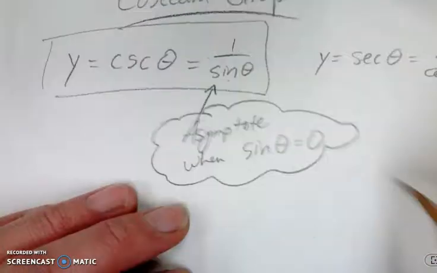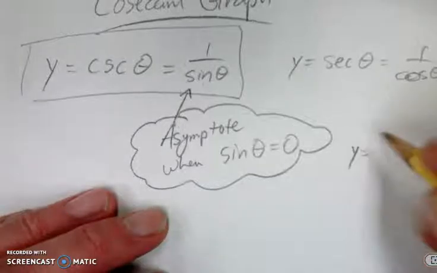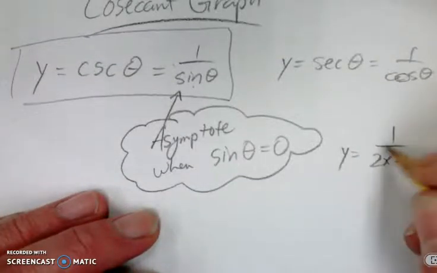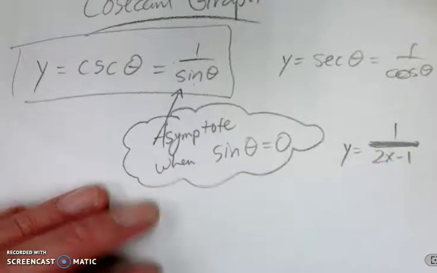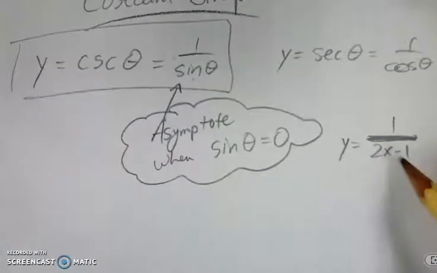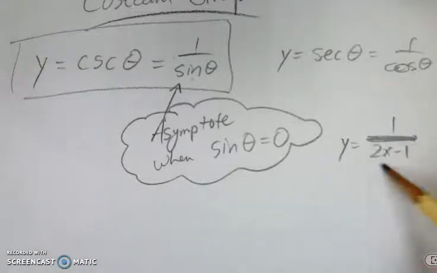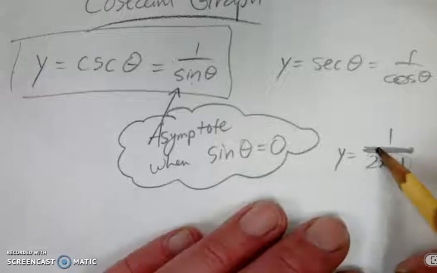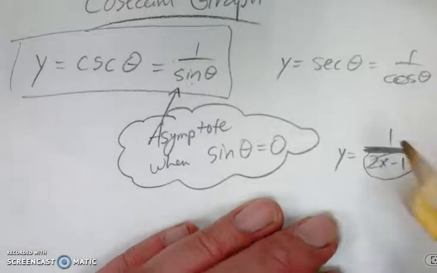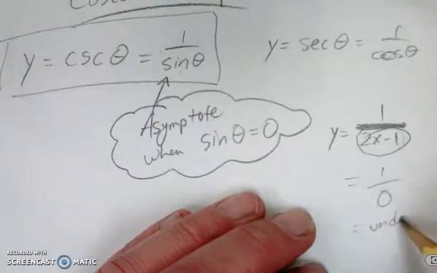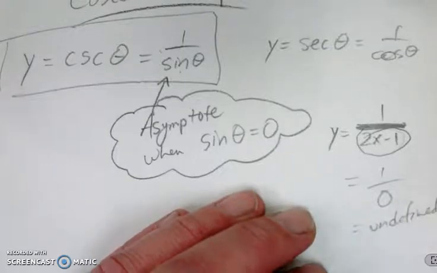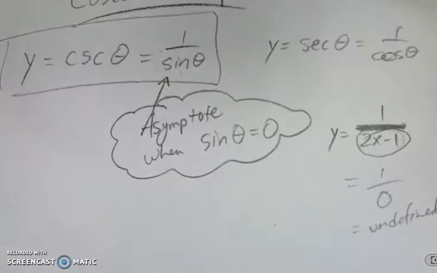Just a little quick side note here. It's just like when we did in first semester 1 over 2x minus 1. Okay, if we graph that, it doesn't have an asymptote at 0. It has an asymptote when the whole denominator equals 0. So the value that makes the whole denominator 0. Why? Because then you would have 1 divided by 0, and that is undefined. Which means the graph literally does not exist. There cannot be a point at that location.